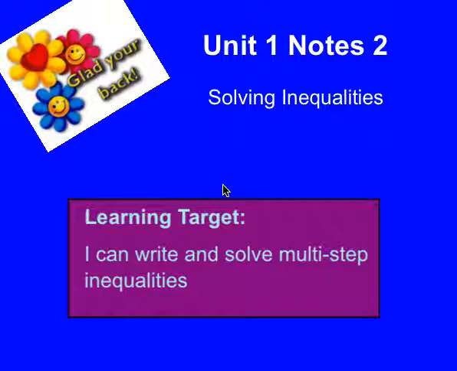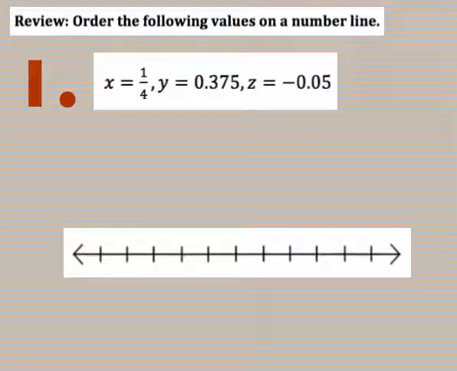Now, moving forward, you can write and solve the equation. So the only thing we do now is we switch that equal sign to an inequality. And I'll explain to you what I mean by that. So first, to review a little bit, we got the number line.